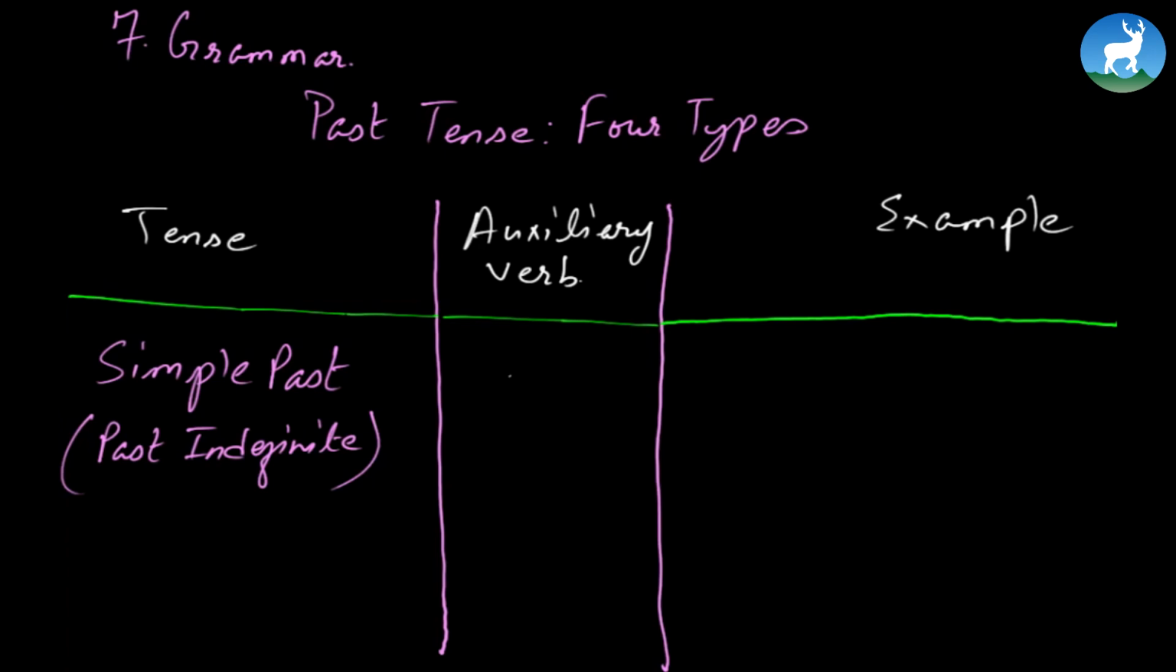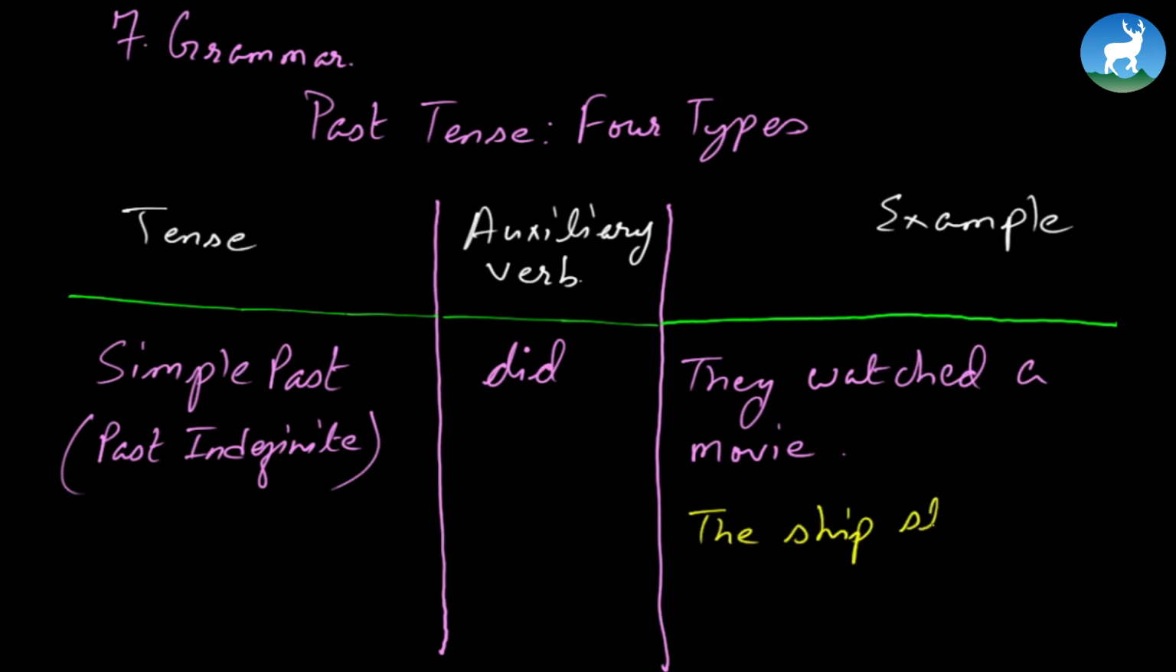Its auxiliary verb is usually did. See, it's simple past. Let's say the example here is, they watched a movie. The other example can be, the ship struck the rock. Remember, simple past, an event that happened somewhere in the past. It's also called past indefinite. Let's continue further, shall we?